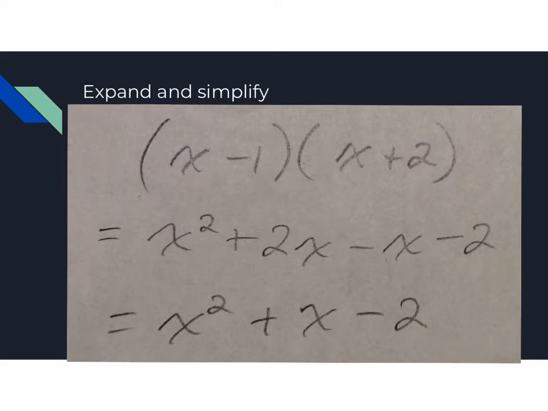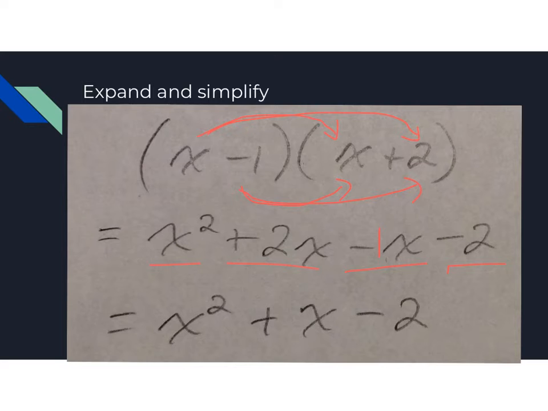So you are going to take each term in the first bracket and multiply it by each term in the next bracket. So you're going to do x times x, which gives you the x squared. Then x times 2, which gives you a positive 2x. Negative 1 times the x, which gives you the negative x, or you could put a 1 in there as well, negative 1x. And negative 1 times 2, which gives you the negative 2.